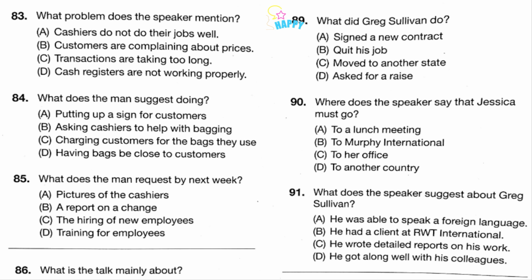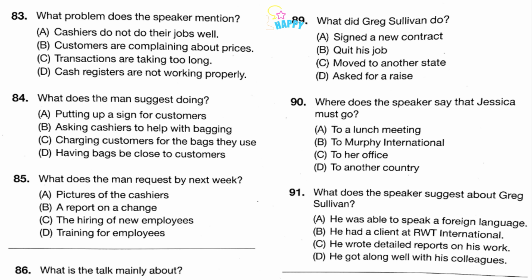Carlos, I want you to handle Murphy International. I'll give you the files after lunch. Jessica, you have to fly to Spain tomorrow to speak with 2 clients in Madrid. And Peter, you'll be working closely with Mr. Stevenson at RWT International. Everyone whose name I mention needs to stay here, but the rest of you can go.